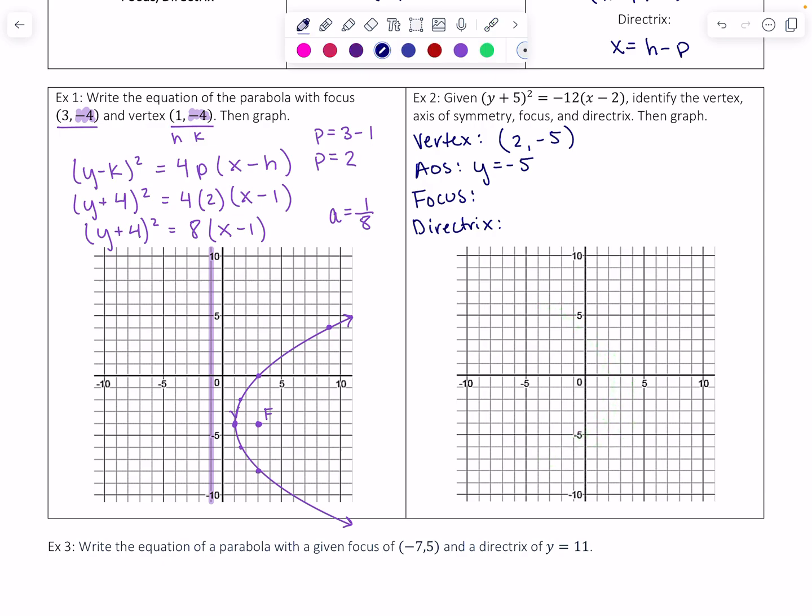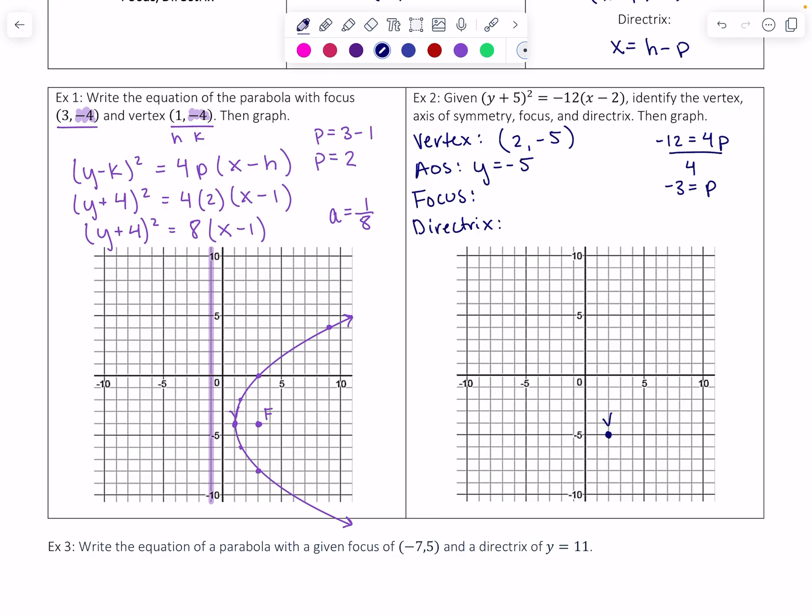Let's plot some of the values that we have. We have our vertex at 2, -5. So we're going ahead down here and plotting our vertex just to get some values. We now need to find our focus and directrix. We know that -12 is equal to 4p, meaning that when we divide by 4, we get -3 is equal to p.